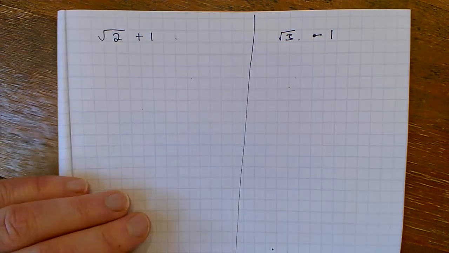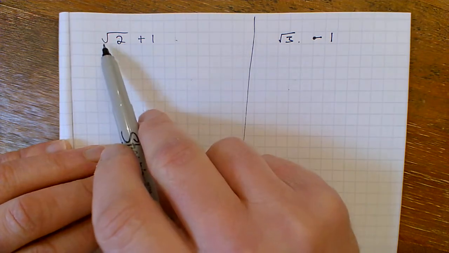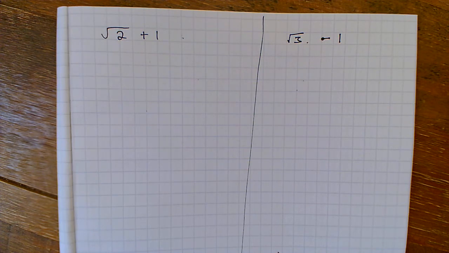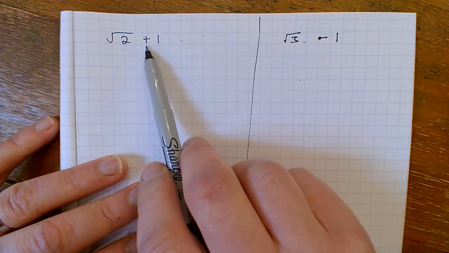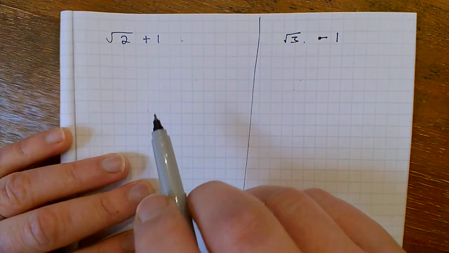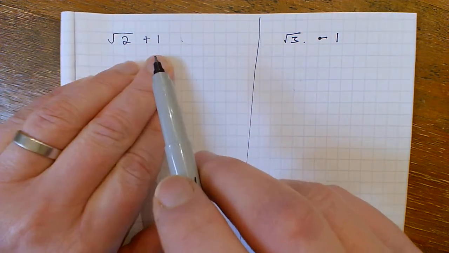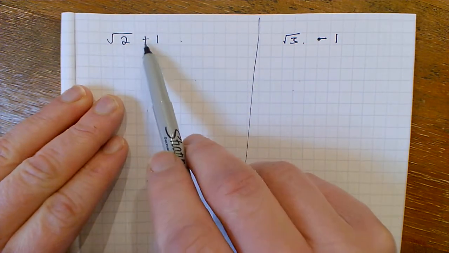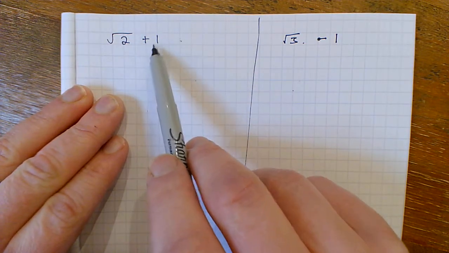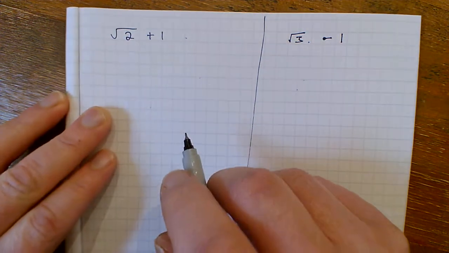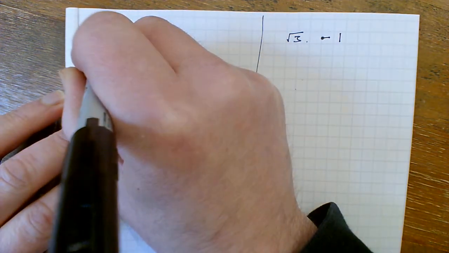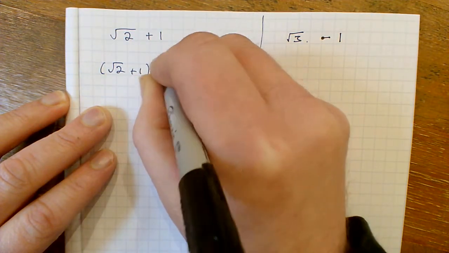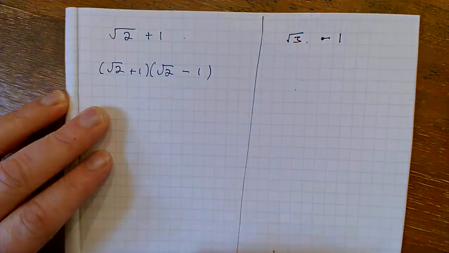Okay, we're going to look today at expanding brackets using surds. So what I've got here is root 2 plus 1, and what I want to be able to do is multiply this by its conjugate, and that is just a fancy way of saying instead of being root 2 plus 1, make it root 2 minus 1. So the calculation I want to carry out is root 2 plus 1 multiplied by root 2 subtract 1.